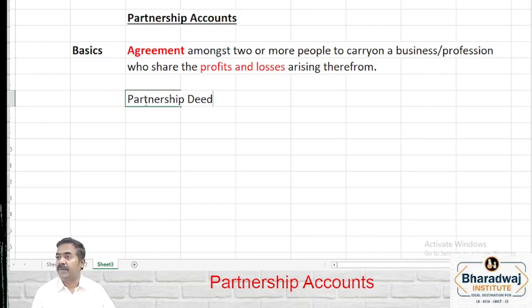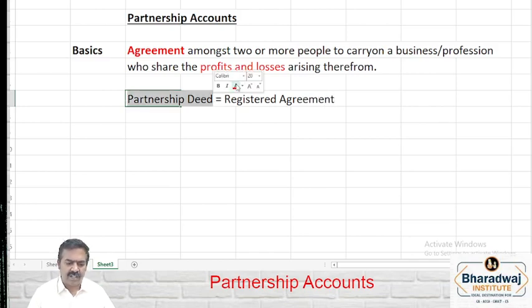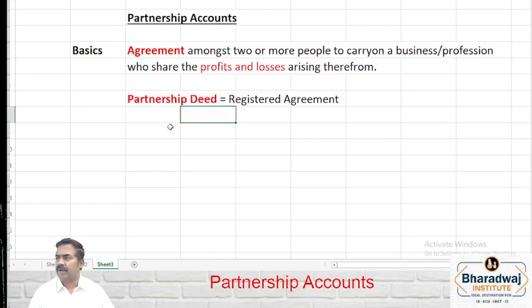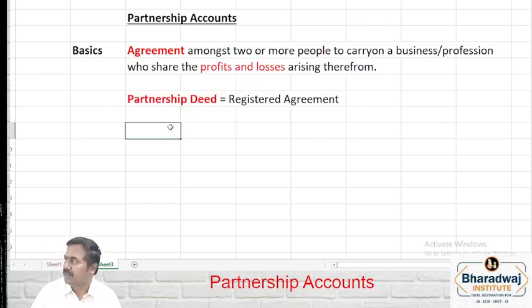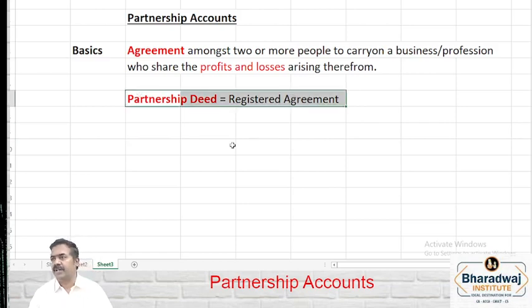An agreement will become a partnership deed when it is registered. So what is a partnership deed? A registered agreement amongst partners. Without registration, if you sign the agreement and keep it, that is called an agreement. When you sign the agreement and register it, that is called a partnership deed. So what is a partnership deed? A registered agreement amongst partners.